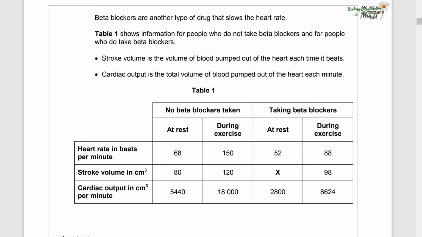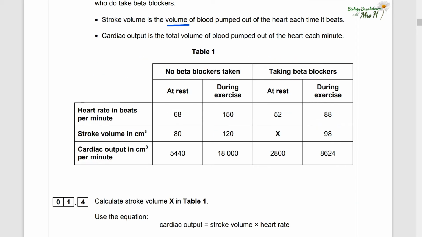Beta blockers are another type of drug that slows the heart rate. Table 1 shows information for people who do not take beta blockers and for people who do take beta blockers. Stroke volume is the volume of blood pumped out of the heart each time it beats. Cardiac output is the total volume of blood pumped out of the heart each minute. Calculate the stroke volume X.